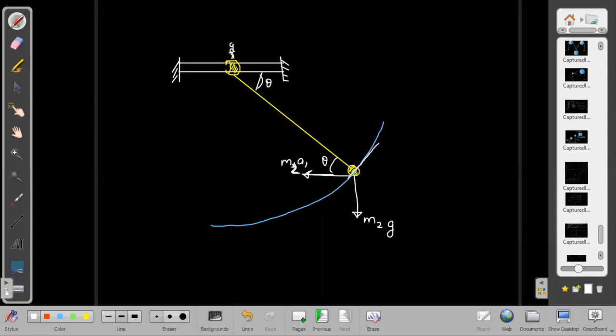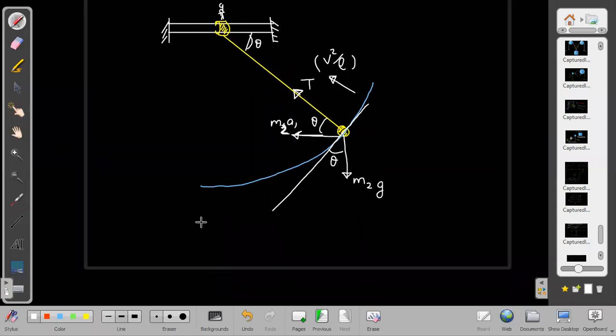If I take a tangent line, then this side it will make again theta. This side the tension acting on this is T. It is okay, right? And it has centripetal acceleration this side. What is the centripetal acceleration? Centripetal acceleration is V square by L. So let us do it now. We are writing tension plus M2 into A1 cos theta, along the parallel axis, along the string.